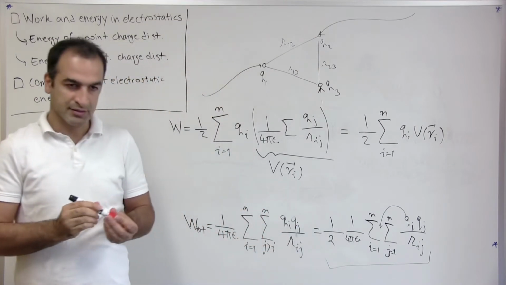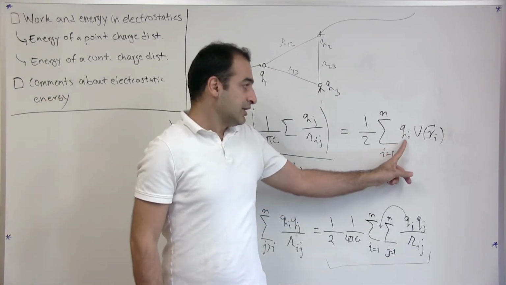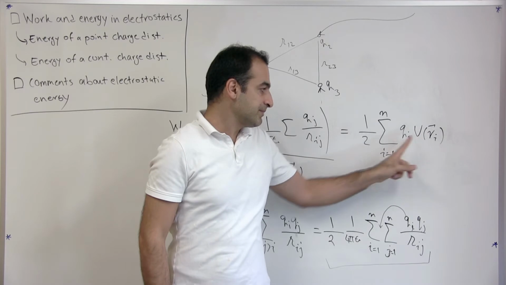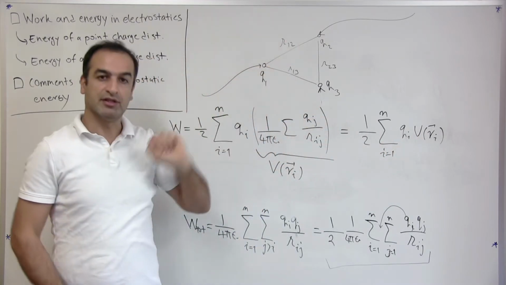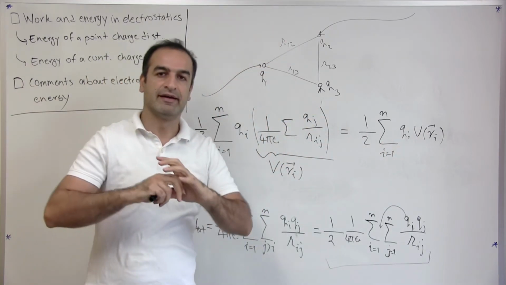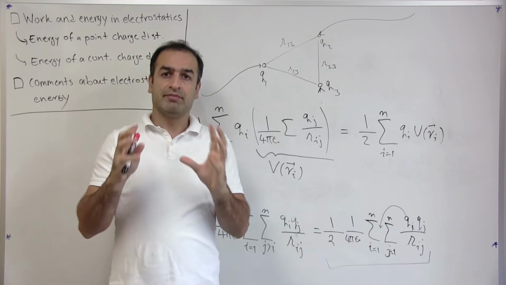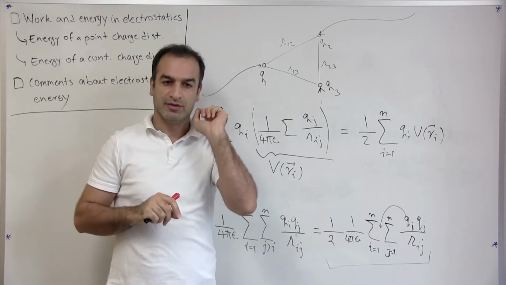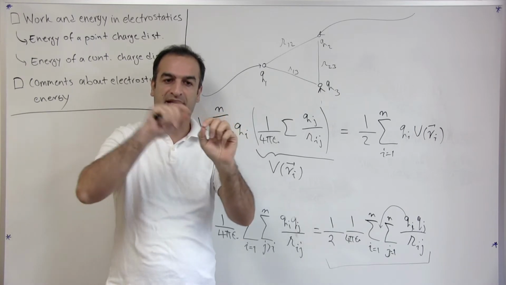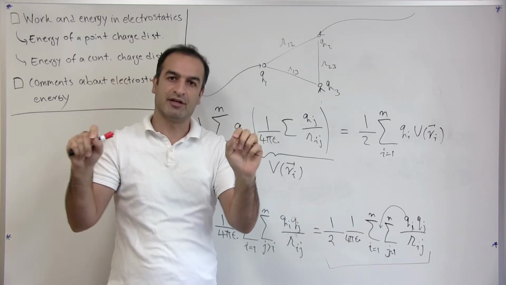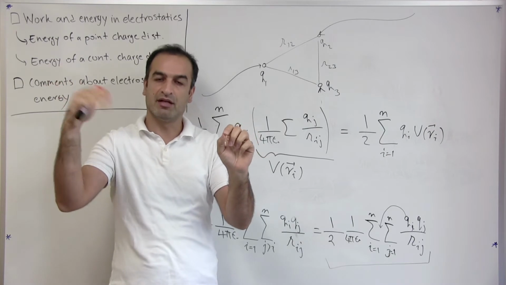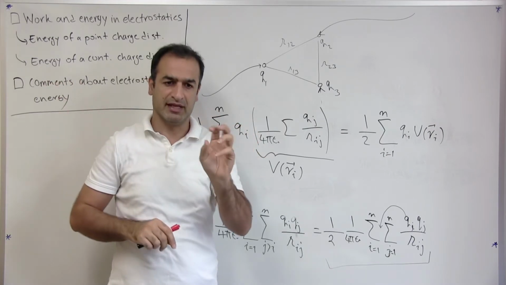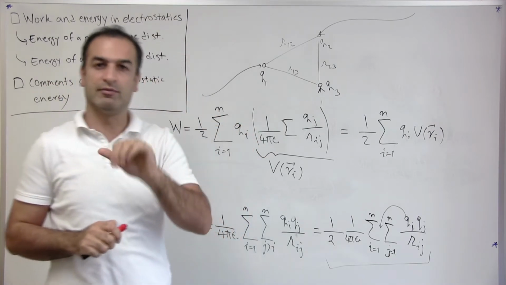Okay, so this is electric charge, this is potential, and this summation runs over all the charges. If you have a collection of point charges, no matter how many charges you have, you just need to calculate first the potential at the position of every single charge created by the other charges, multiply by the charge of that charge, and sum over all of them.